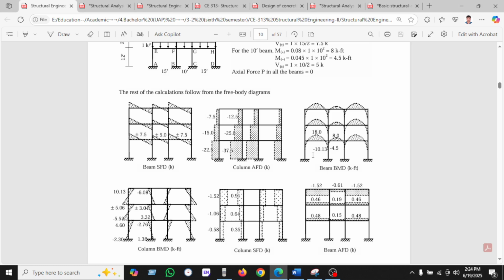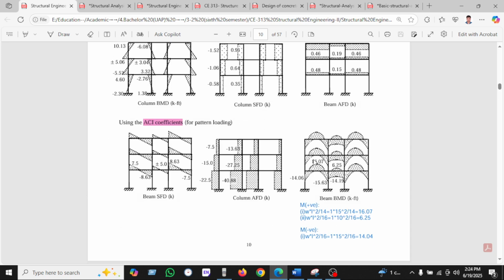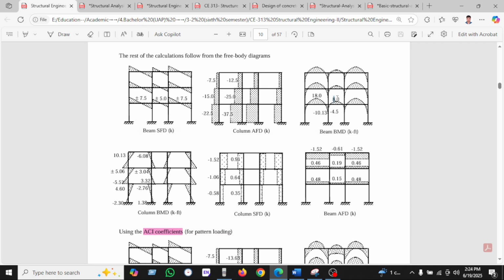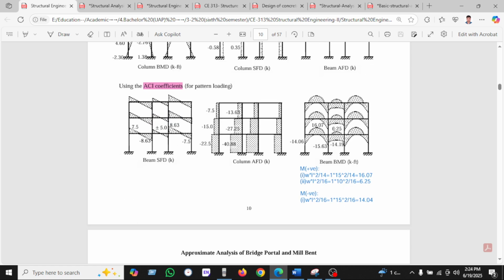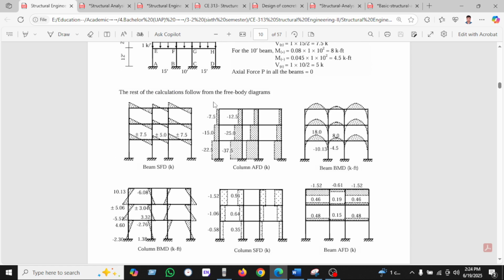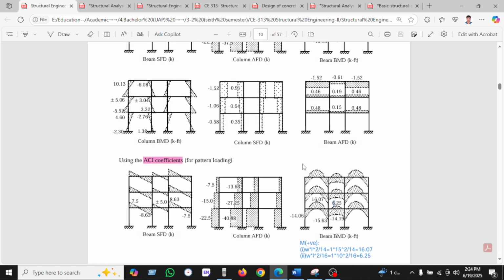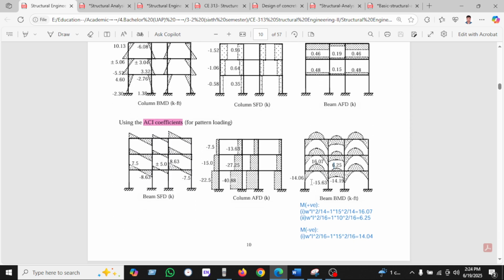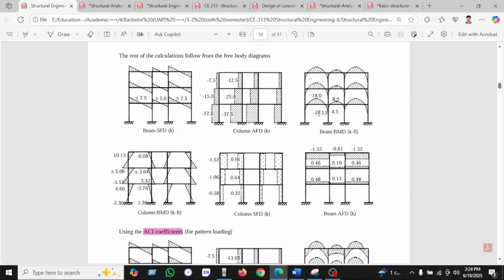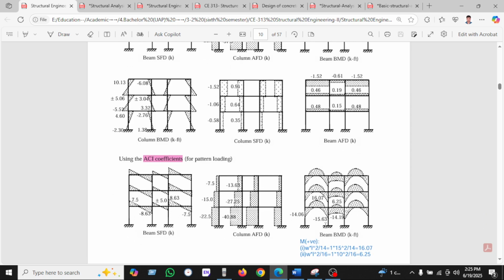We can see again. In the approximate method, the positive moment is 18. On the other hand, in the ACI coefficient method we found 16. For the interior we found 8 and 6. So the positive moment is much greater for the approximate method. In the ACI coefficient method the negative moment is 15, but we found 10. So you can say the ACI coefficient method is much more for negative moment.